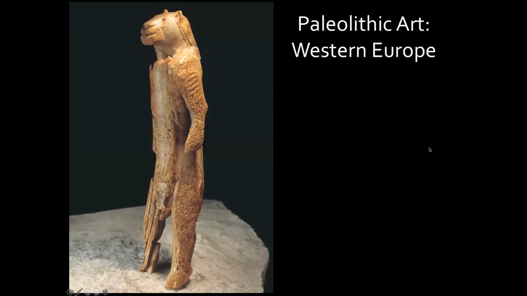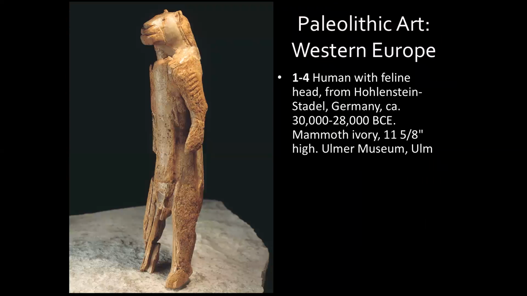So in Western Europe, again, during this time, there's kind of like an explosion of symbolic behavior. You see sculptures, and a lot of the sculptures are relatively naturalistic, but some are kind of interesting, like this one, a human with a feline head. You can kind of look at the different qualities of it and try to figure out if it's like some kind of mythical being, or perhaps someone wearing a mask or something like that.